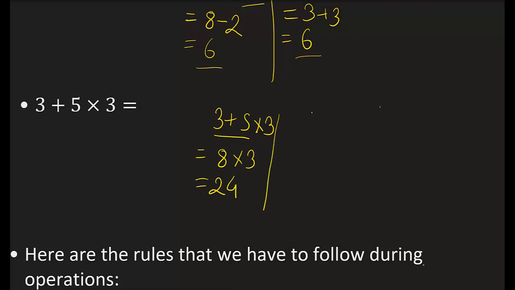Now the other way we can write it is 3 plus 5 multiplied by 3. So we'll just multiply 5 by 3. 5 times 3 is equal to 15, and we'll add 3 to it, which is equal to 18. So in both of these ways, we see that they're different. Well, why is this happening? Let's see. Oh, I think it's because we didn't use the rules. Let's see what the rules are.